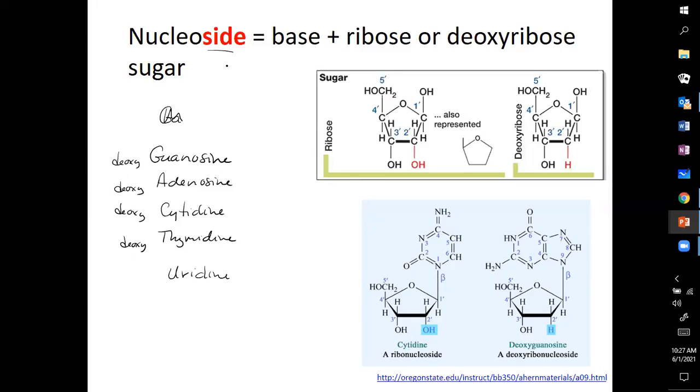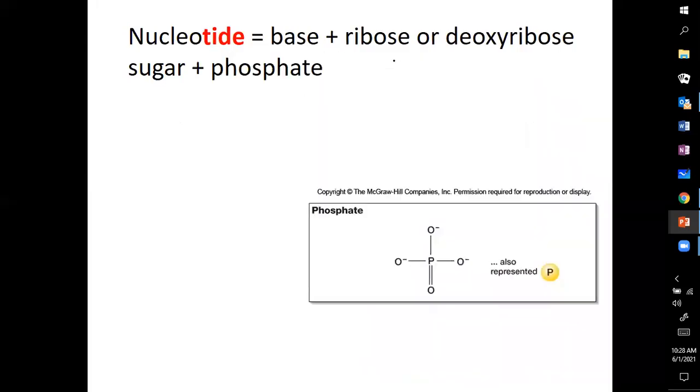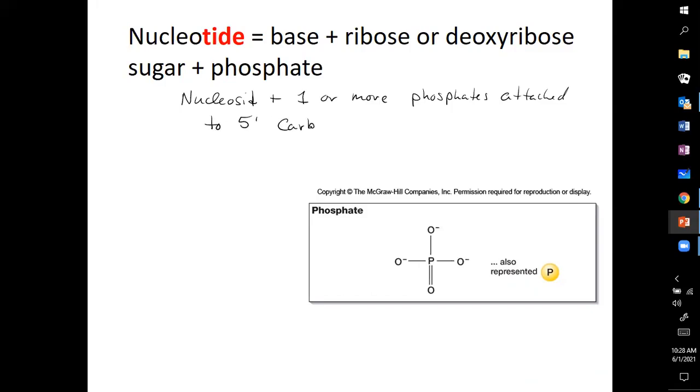So how are we going to convert this nucleoside into a nucleotide? I said there were three main components: the base, the sugar, and then a phosphate, one or more phosphates. A nucleotide is a nucleoside plus one or more phosphates attached to the 5' carbon of the ribose or deoxyribose sugar.